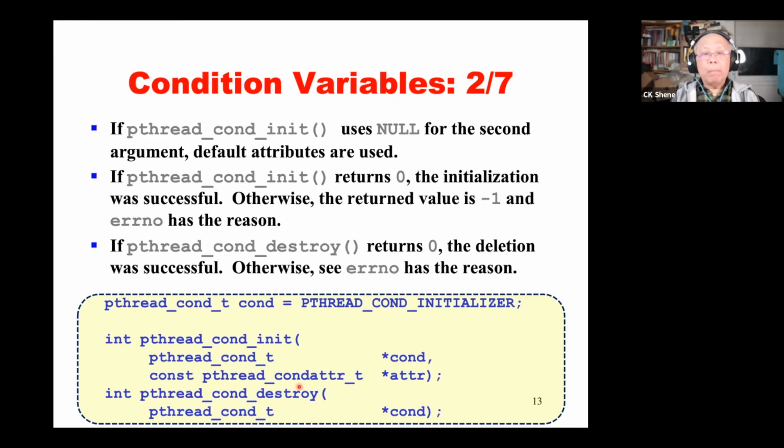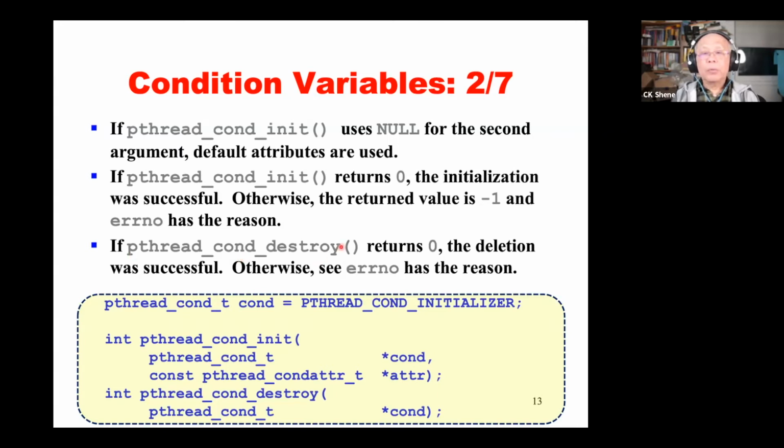Now, for pthread_cond_init, if you use NULL for the second argument here, default attributes are used. And if the init function returns 0, the initialization was successful. Otherwise, the return value is -1, check errno. And if you want to destroy the condition variable, call this function.